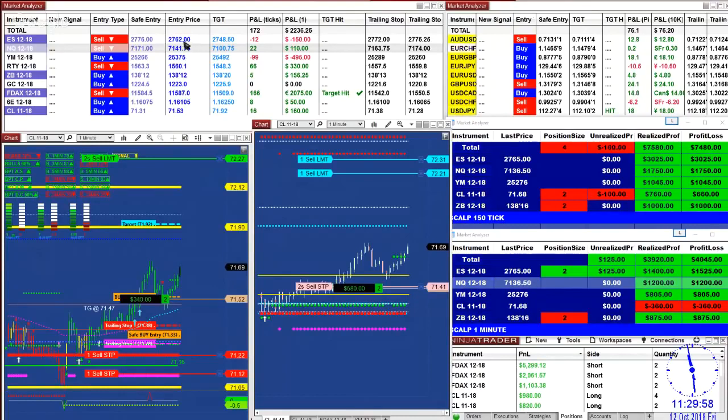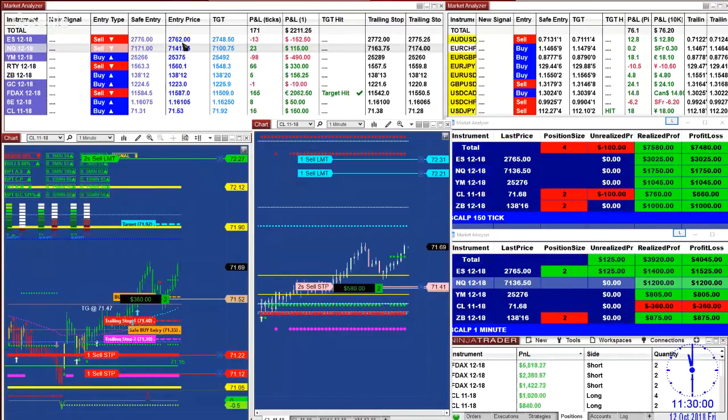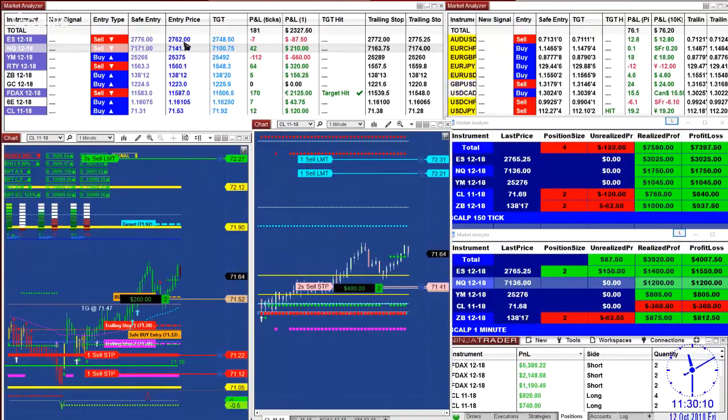But right now we are coming back to the 62 level on the ES. So there is a short trade limited order on the 2762. Limited order sell 2762. Thank you.